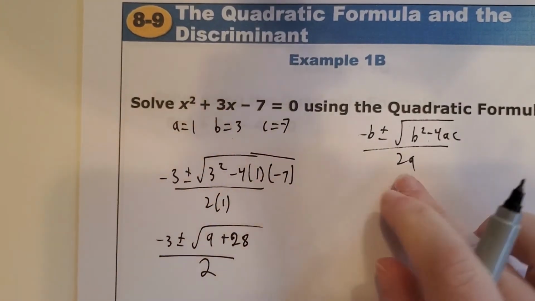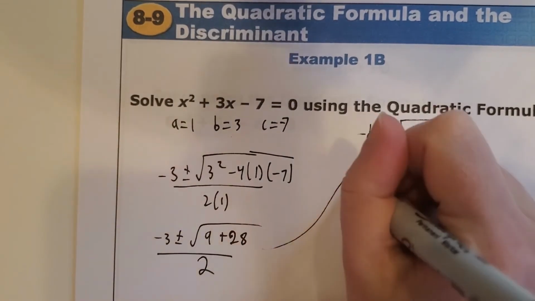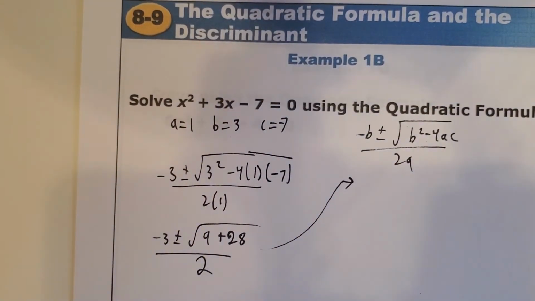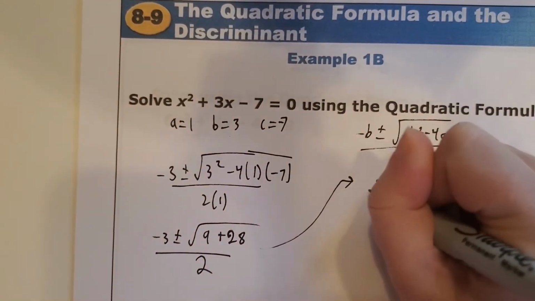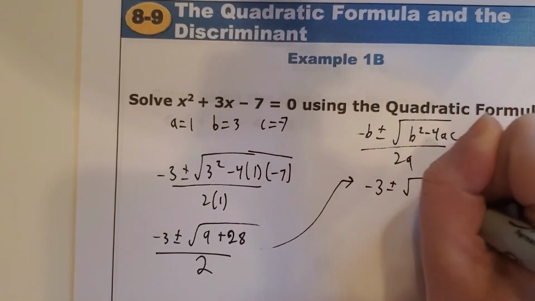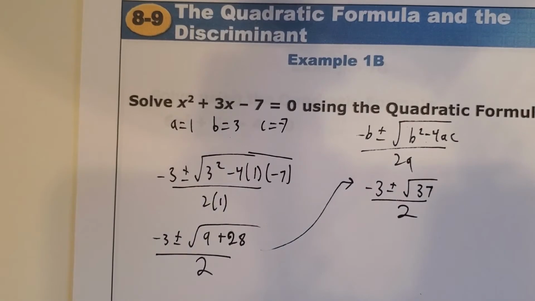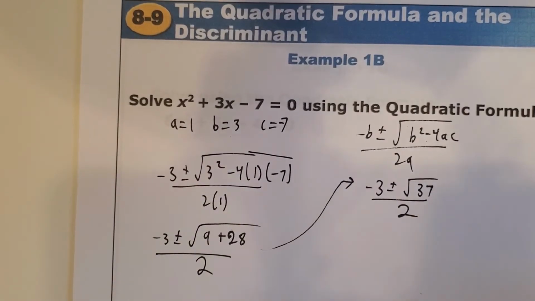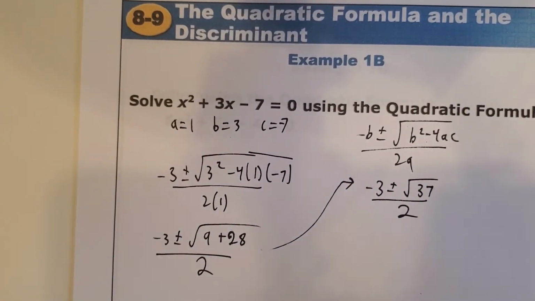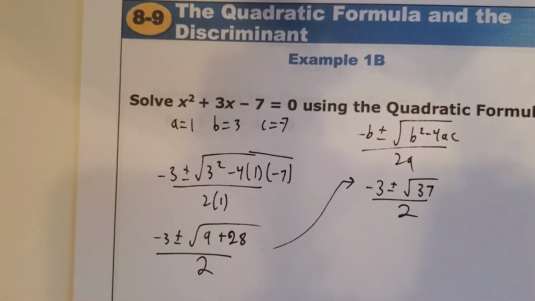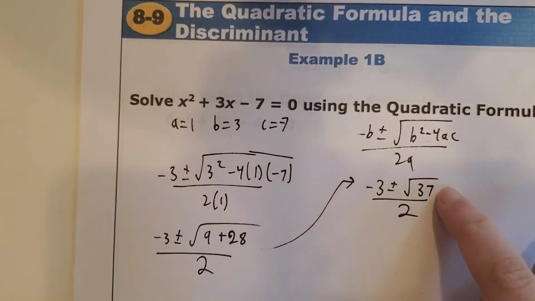I'm just going to move up here for more space. 28 plus 9 is 37. So this is negative 3 plus or minus the square root of 37 over 2. All right. 37 is not a perfect square. Okay? But I think I said this last time, we always have to try to simplify radicals whenever we can.